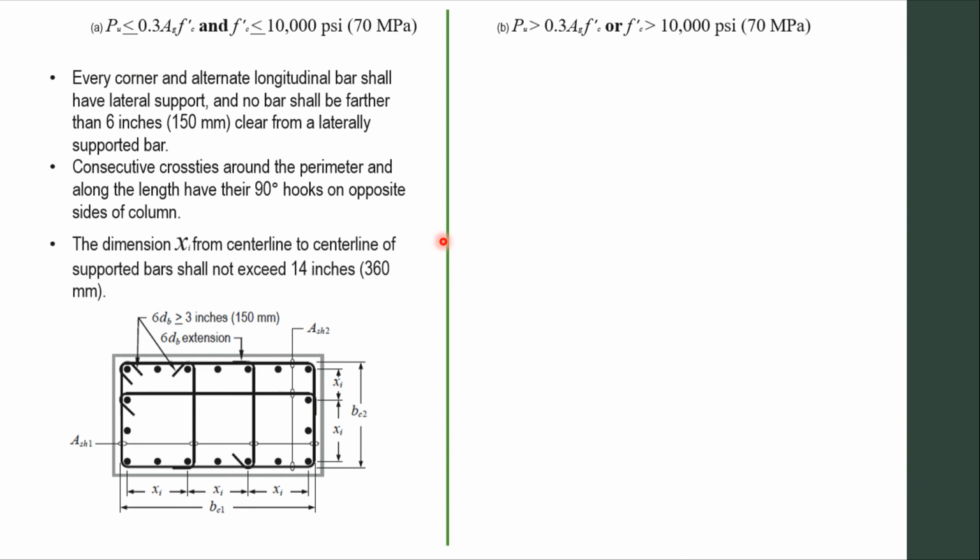Based on development length. So, the dimension xi, yung kasasabi ko nga, dimension xi from the center line to center line of the supported bar shall not exceed 14 inches or 360 mm. So, yun, shall not exceed 14 inches or 360 mm. So, bawal lumagpas ng 360 mm. So, meron siyang dalawang limit: 150 mm and 360 mm.